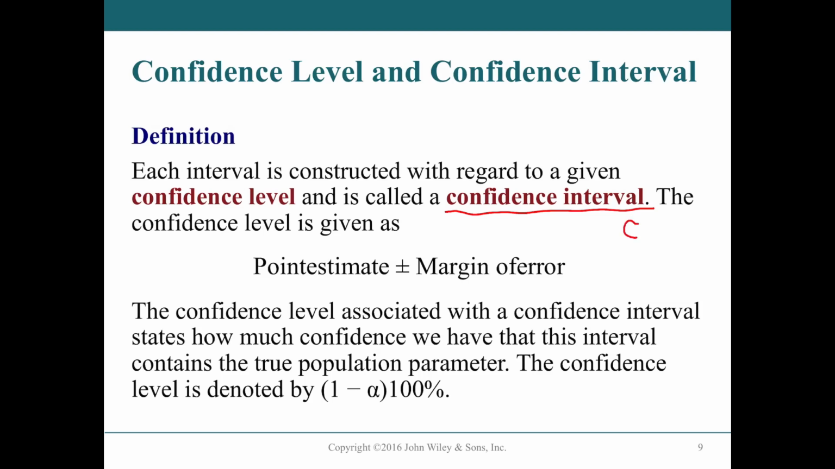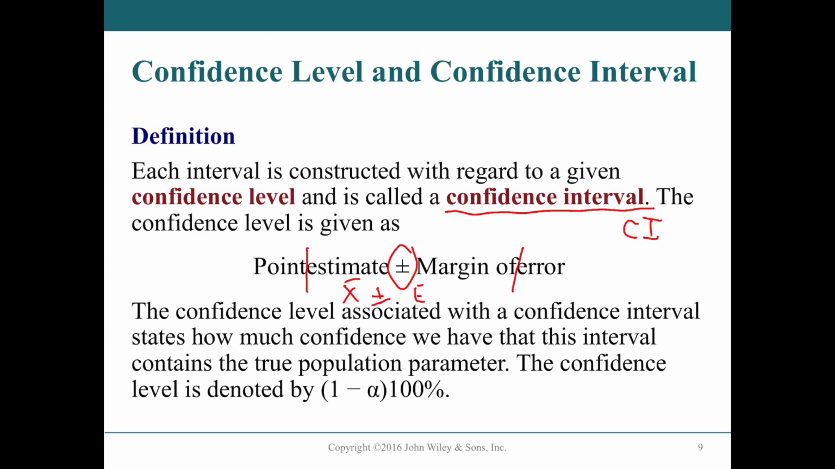So each interval is constructed with regard to a given confidence level. It's called a confidence interval. This is such a popular term, we will always abbreviate it CI, at least I will. And the confidence interval is given as point estimate, that is 2 words, plus or minus the margin of error, also known as maximum error. And yeah, the plus and minus is key here.